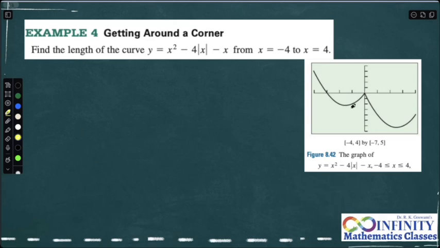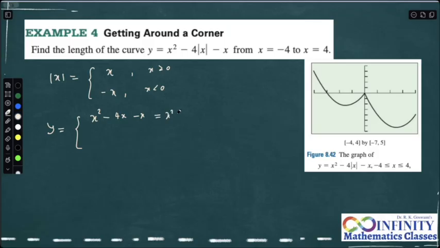So how should I deal with it? The only expression I told you that has an issue is mod x. So let me use this: it is going to be x whenever x is positive and minus x whenever x is negative. Using this, let me rewrite this y. This is going to be x squared minus 4x minus x, which equals x squared minus 5x whenever x is positive, and x squared plus 4x otherwise. See, I have replaced mod x by minus x for the case x less than 0.